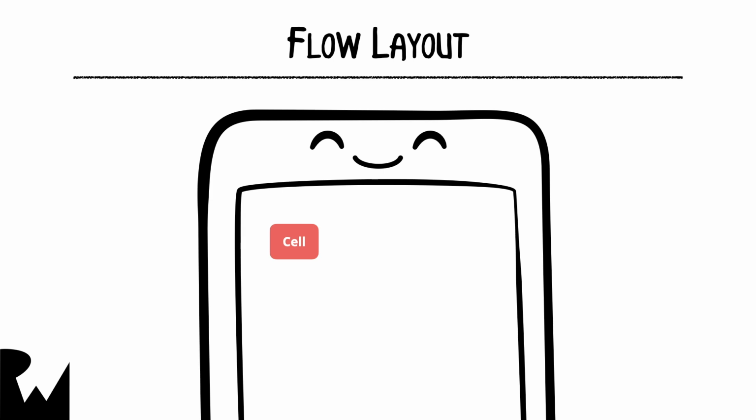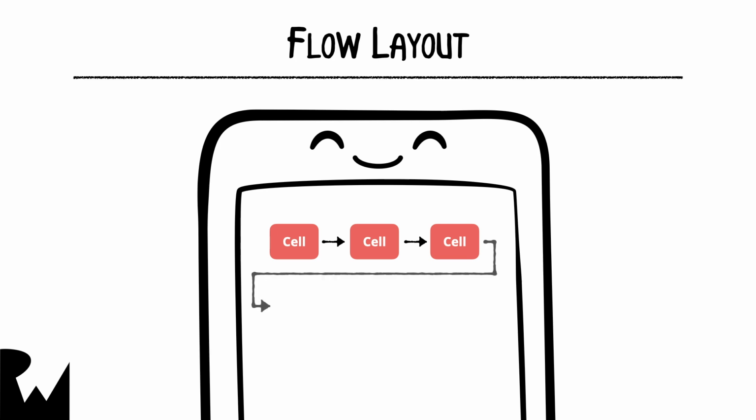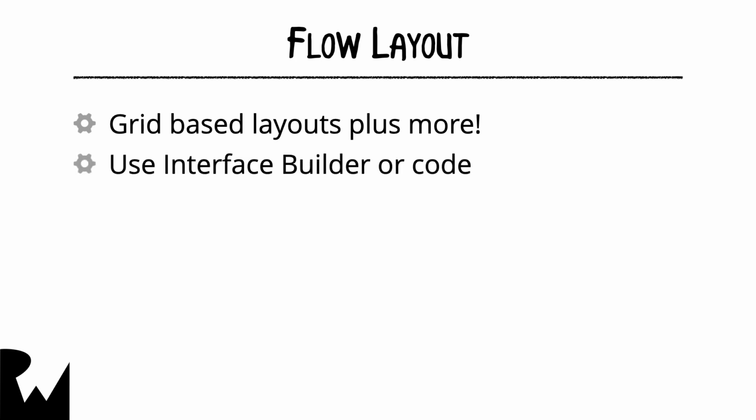A flow layout implements a line-based breaking layout, which means that the layout object places cells on a straight line or a linear path and fits as many cells as it can along that line until it runs out of space. When it does, it creates a new line and continues the layout process there. You can use a flow layout to create grid-based layouts quite easily, but you're not limited to that. Flow layouts can be configured either programmatically or using Interface Builder. This is certainly an advantage over compositional layouts if you prefer to work in a storyboard.